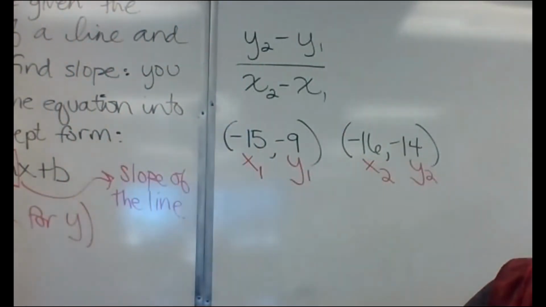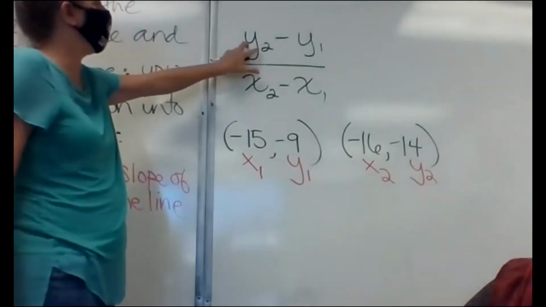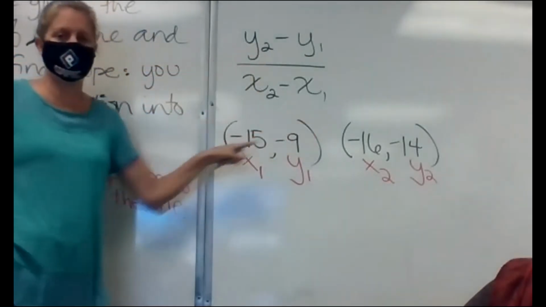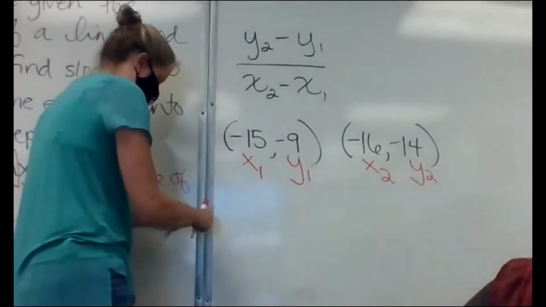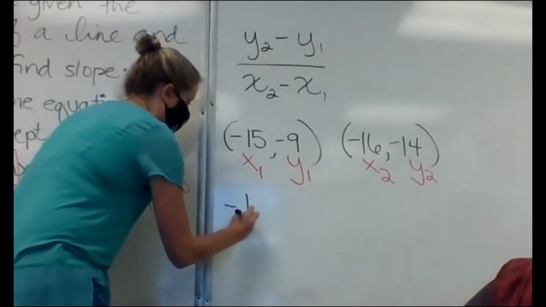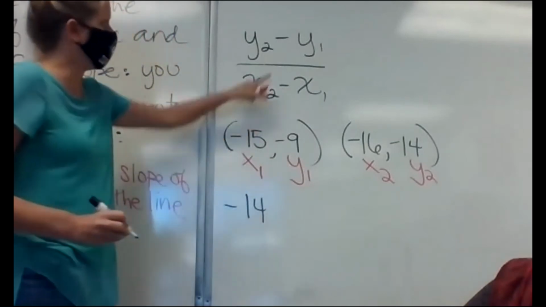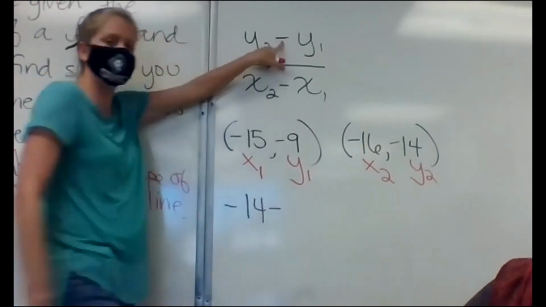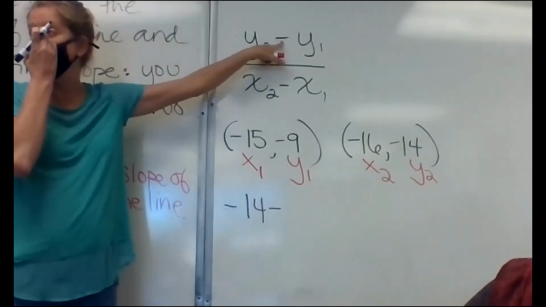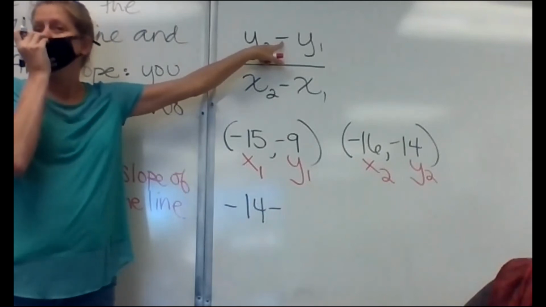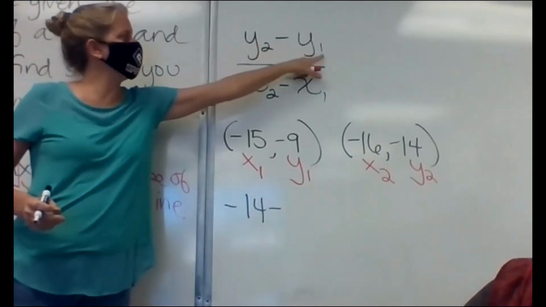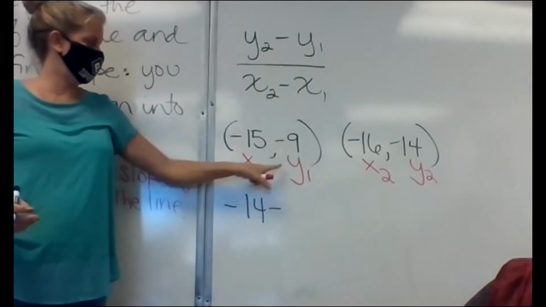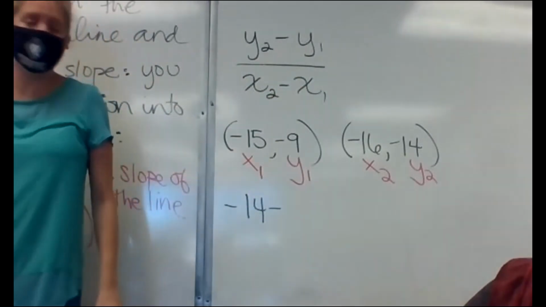So let's plug it in. My formula said I need my y2 first. Who is y2? So negative 14. Now be careful here. What does the formula say to do? Always. So go ahead and put your subtraction symbol in there. What do you do next? What's your y1? Negative 9.